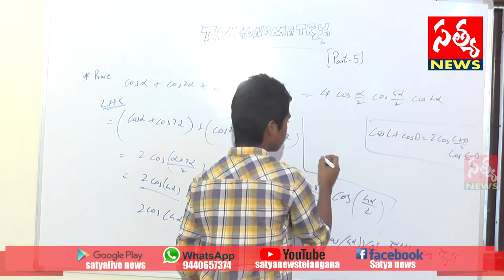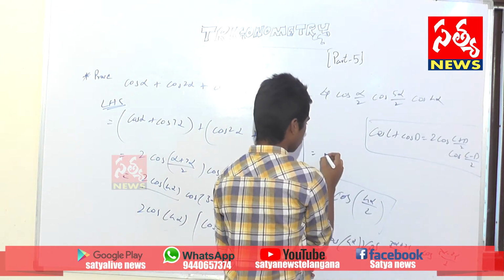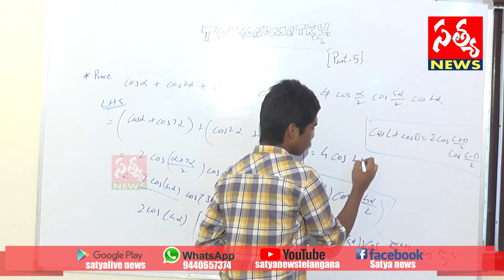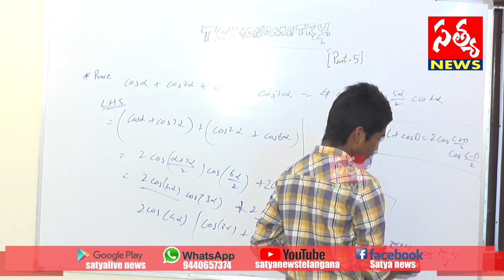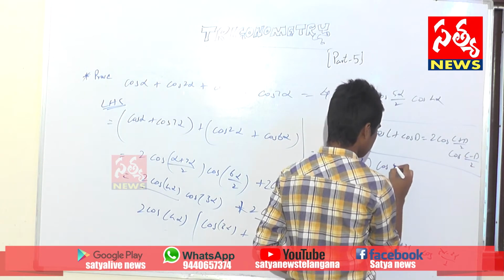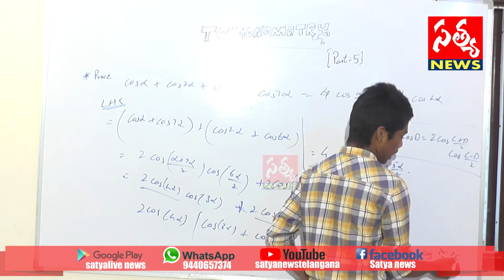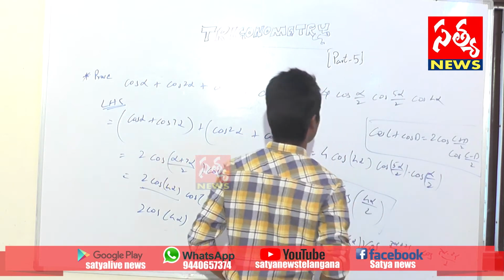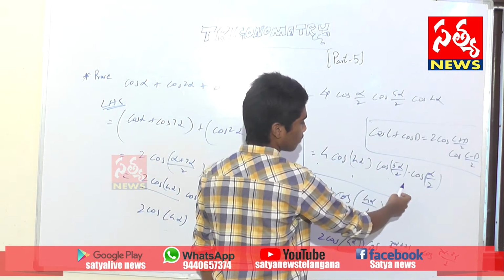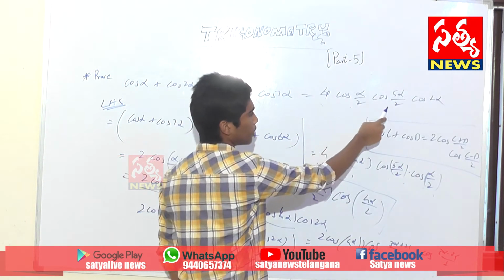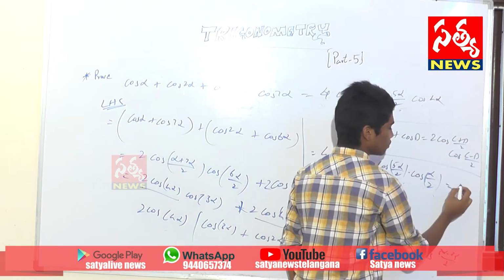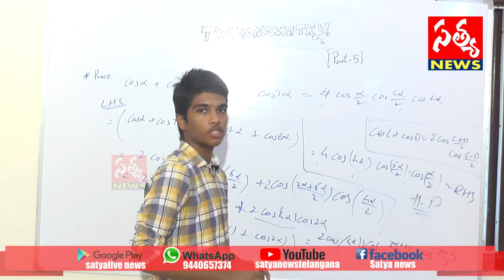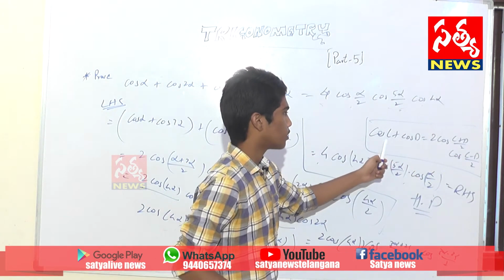I am writing the answer here. Here 2 times 2 is 4, cos 4 alpha into cos of 3 alpha plus 2 alpha, which is 5 alpha by 2, into cos of 3 alpha minus 2 alpha, which is alpha by 2. See, 4 cos 4 alpha, cos 5 alpha by 2, cos alpha by 2. That is 4 cos alpha by 2, cos 5 alpha by 2, cos 4 alpha. This is nothing but the RHS, hence proved. In this way, we have to use these properties of cos C plus cos D.